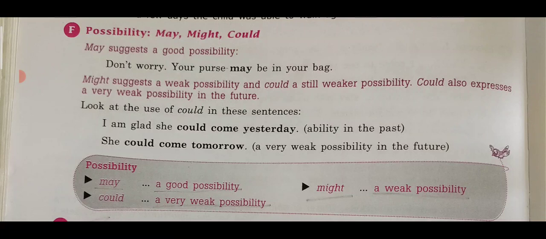So for good possibility we use may. For a weak possibility, where chances are less for something to happen, we use might. And where chances are very less, a very weak possibility, then we use could.